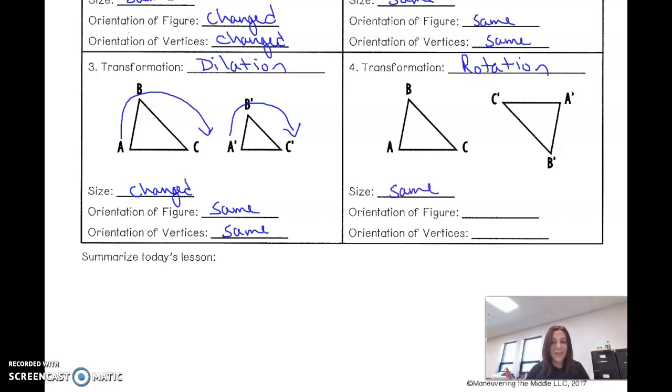Okay, now think back to the first page of notes. Remember, translations, reflections, rotations, those are isometries or basic rigid motions. They do not get bigger or smaller. So hopefully this doesn't come as a surprise to us.